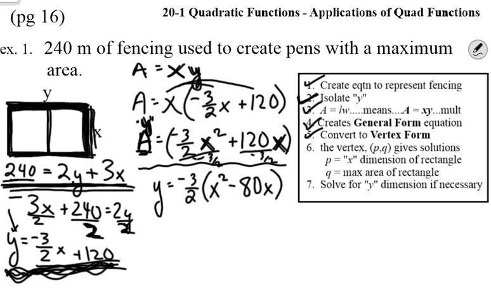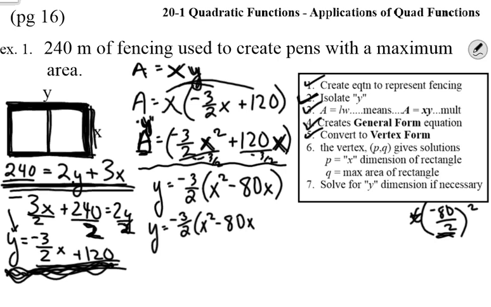Well, what's next? Magic step. -80 divided by 2 squared. Well, -80 divided by 2 is -40. Squared is positive 1,600. So we get y equals -3/2 bracket x squared minus 80x plus 1,600.